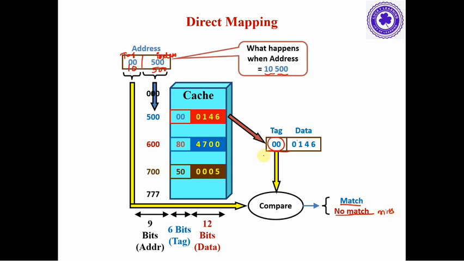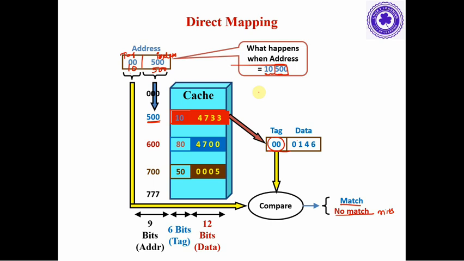If a miss occurs, what should happen? Whatever word is at the 10500 addressed location is to be brought from the main memory and stored into the cache. In which location? In the 500th location. In the 500th location, a memory word is already there, and that is to be replaced with the new memory word. That's it. So that whenever the CPU requires the 10500 word, it can refer directly to the cache and make a hit.